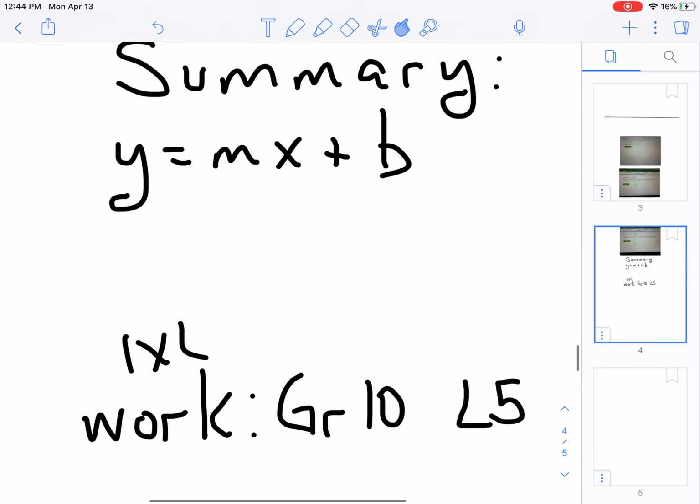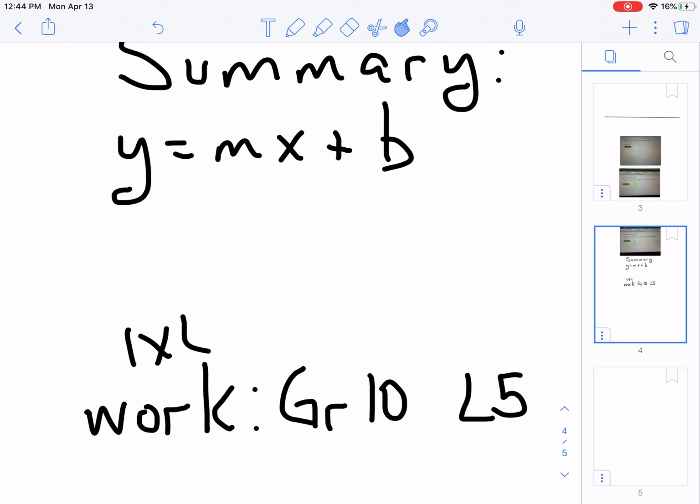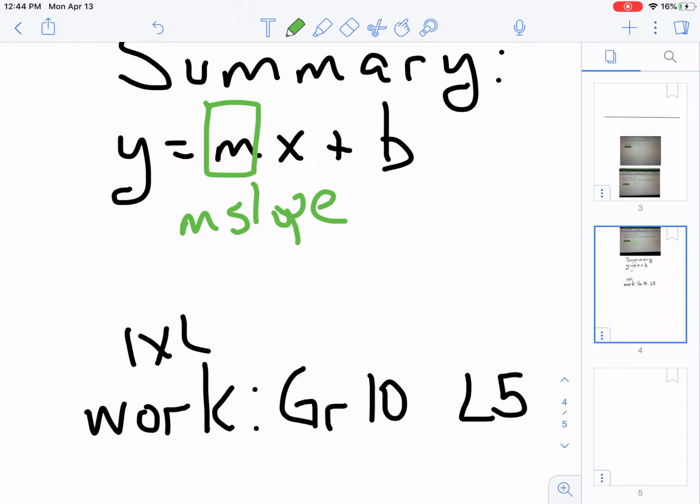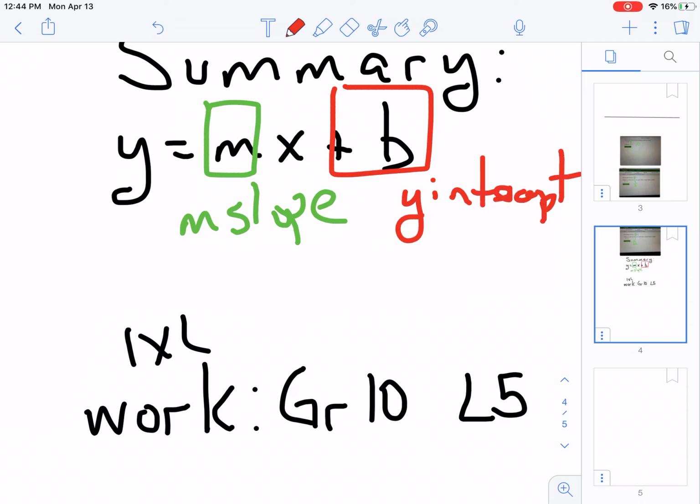So in summary, when you see an equation y equals mx plus b, it's in slope-intercept form. The m is the slope, and the b at the end of the equation is the y-intercept, or where the equation crosses the y-axis. Your work for today is in IXL, grade 10, L5.